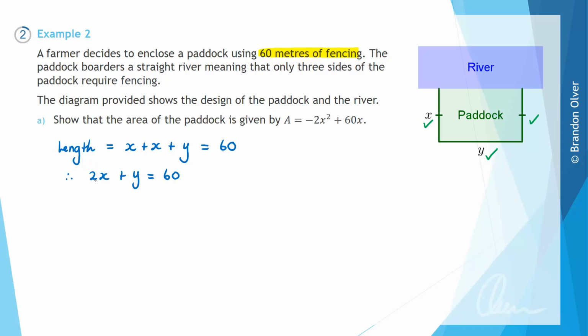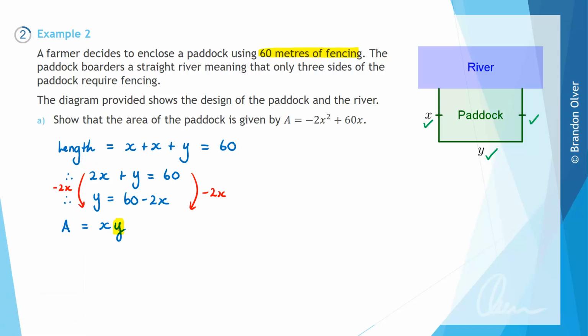So we now have a relationship between x and y related by the fact that we know there's 60 meters of fencing. However, we want the area of the paddock. So we want the area, which we know is equal to x times y. However, we don't want x and y to both appear in the area expression. So we're going to come up to the equation that we just had before, and we're going to get y by itself. So that means that y must equal, and to get y by itself, we're going to subtract 2x from both sides of this equation. So y is going to equal 60 minus 2x.